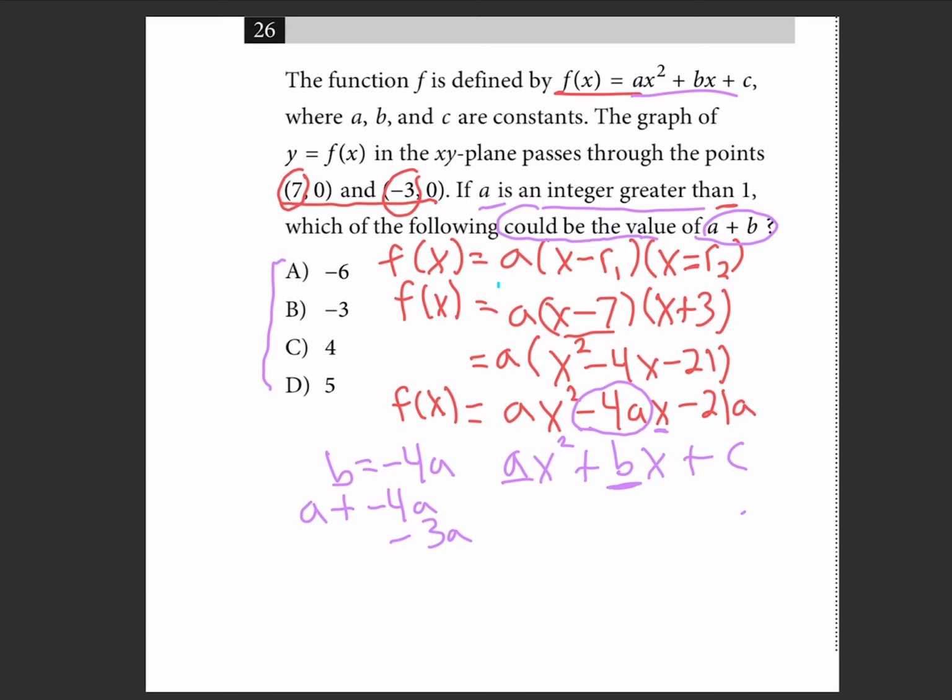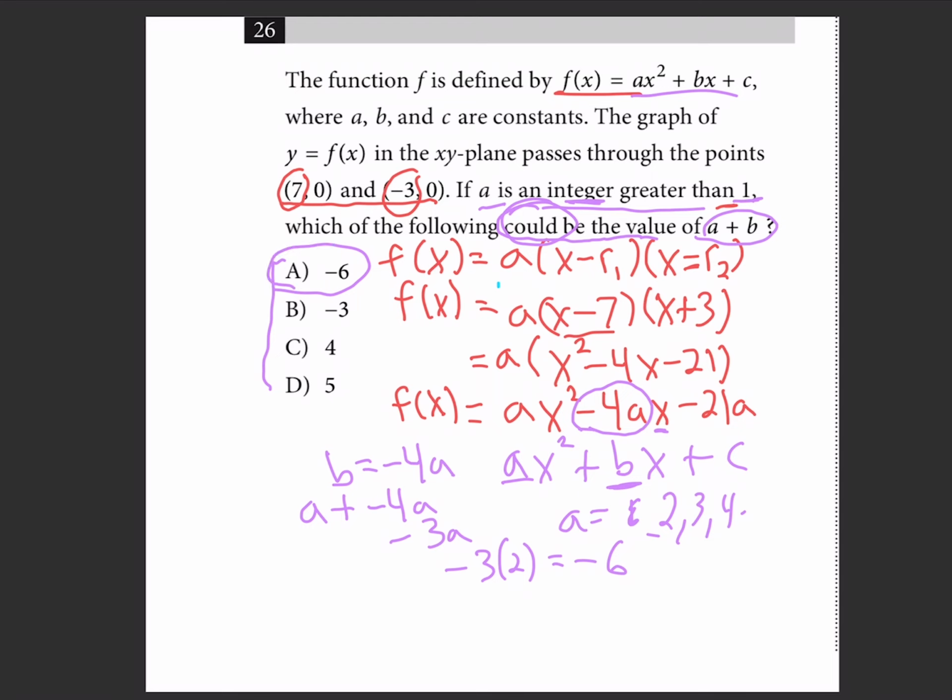Well, they're saying a is an integer, and it's greater than 1. Okay, so think about it. A could be a 1. It can't be 1, it's greater than 1. It could be a 2. That's an integer. A 3, a 4, and so on. Any integer. So let me see what happens if I say a is 2. If a is 2, I'll do negative 3 times 2, which is negative 6. So that could be the answer.